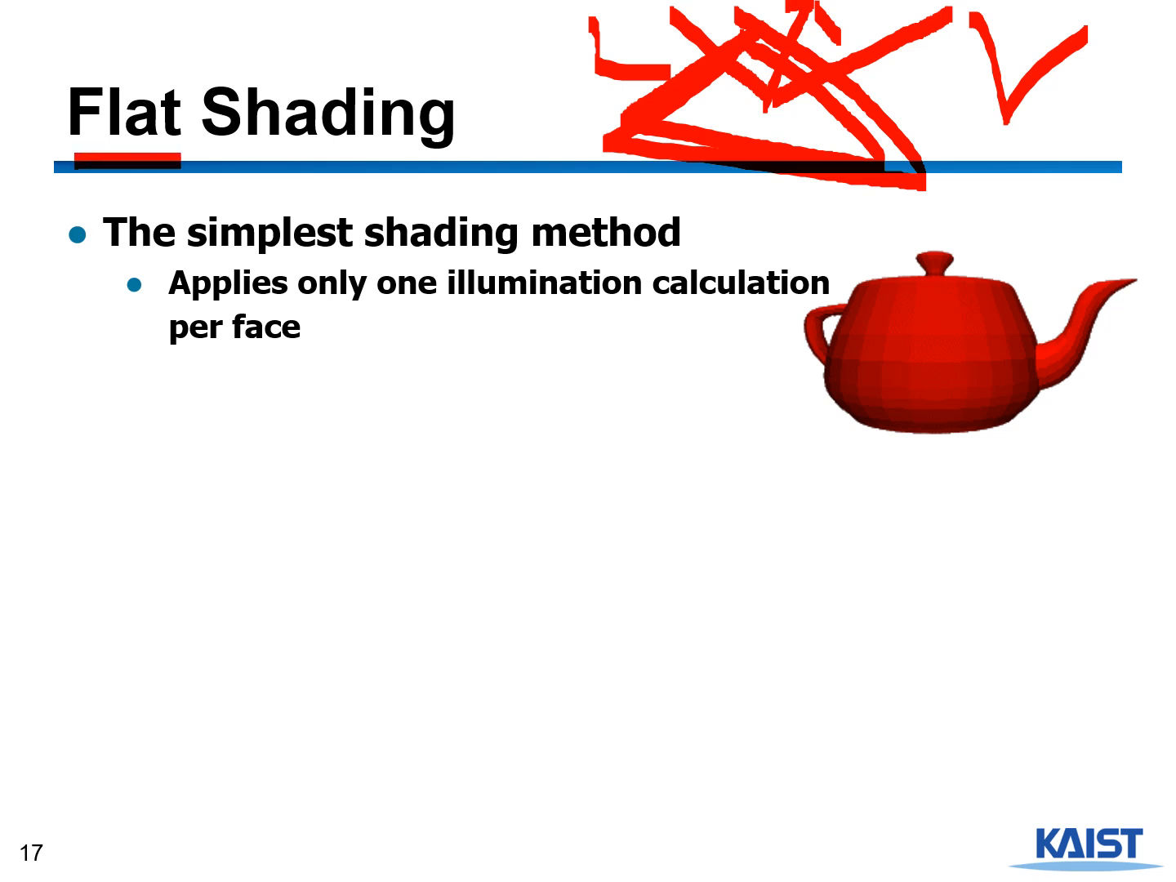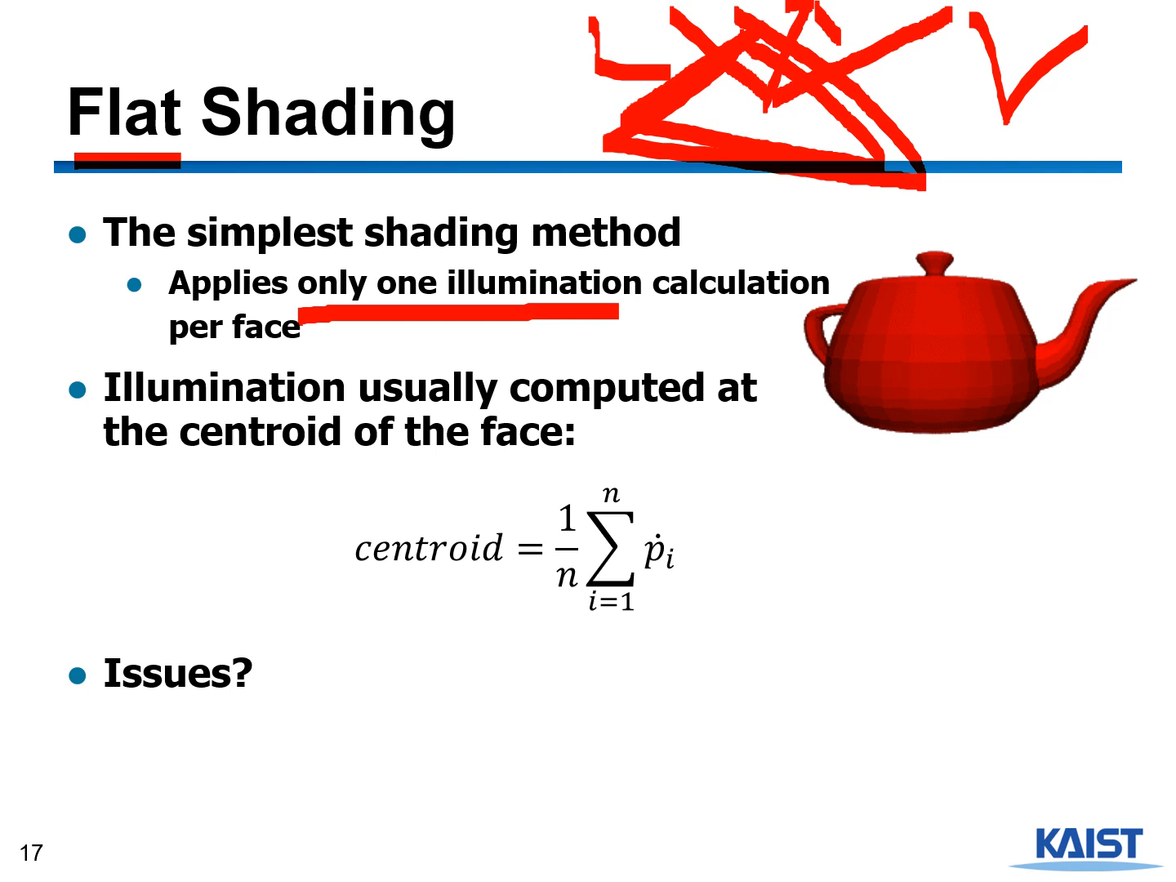If you visualize this kind of typical model, we evaluate only one Phong illumination for each face, this quad face. That's why you get this kind of flat result. The illumination is usually computed at the center of the face. For that center we have the normal, and based on that we compute the value. The main issue is that obviously it has this flat result.